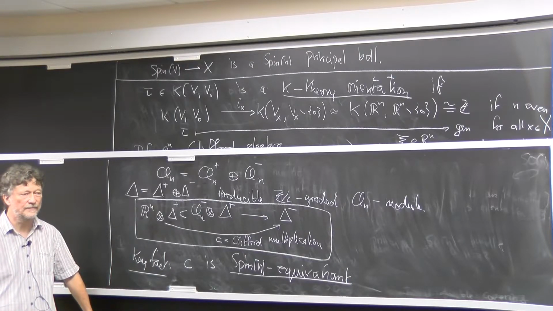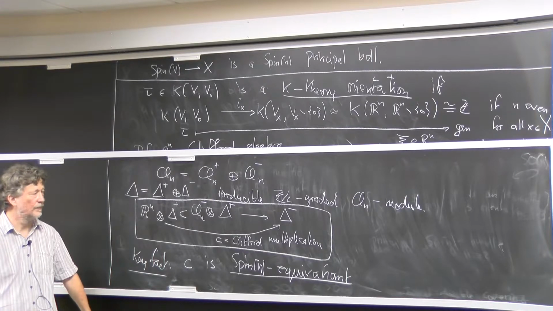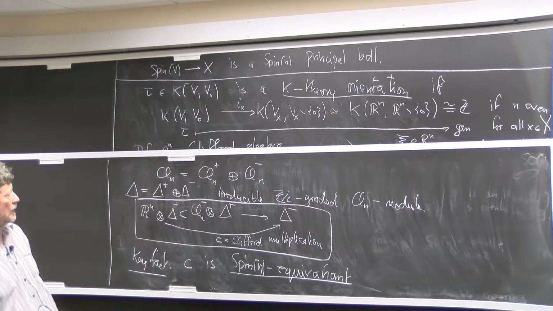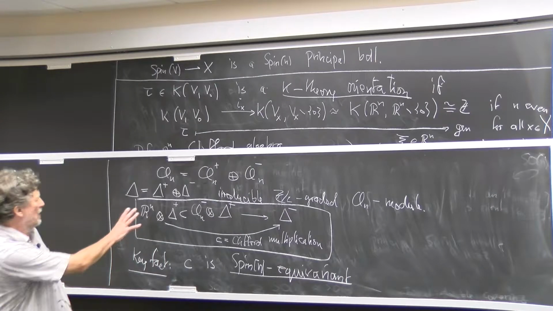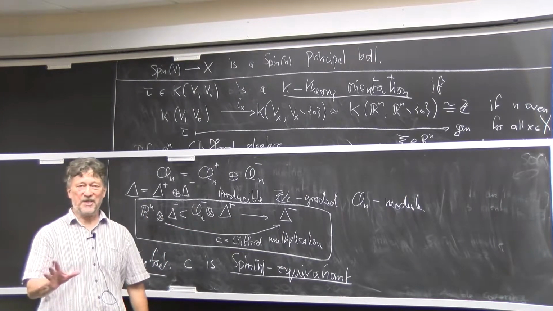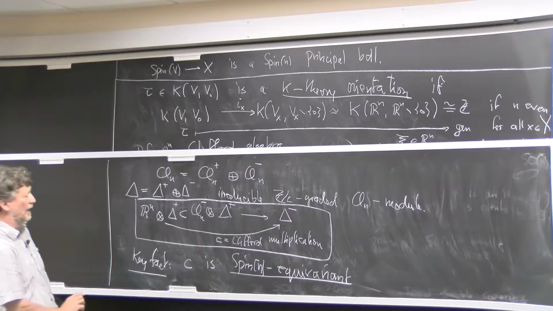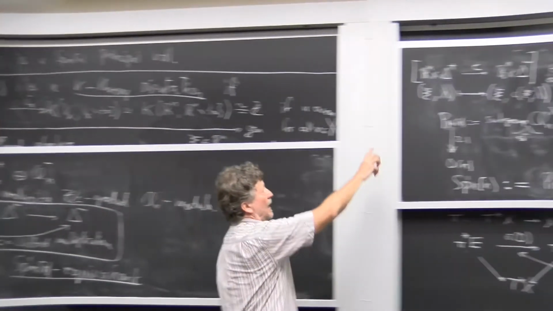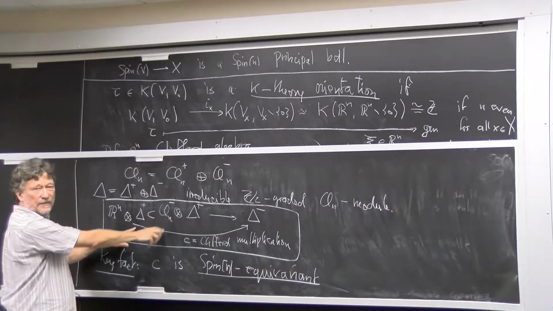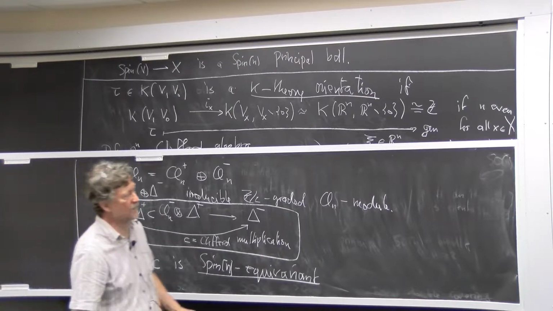Another question. When you say there are two C's on the board, one C goes from Rn tensor delta plus to delta minus. The other C goes from Rn cross delta plus to Rn cross delta minus. Which is the one that we're asserting is spin n equivariant? This is the thing that I'm asserting is spin n equivariant.